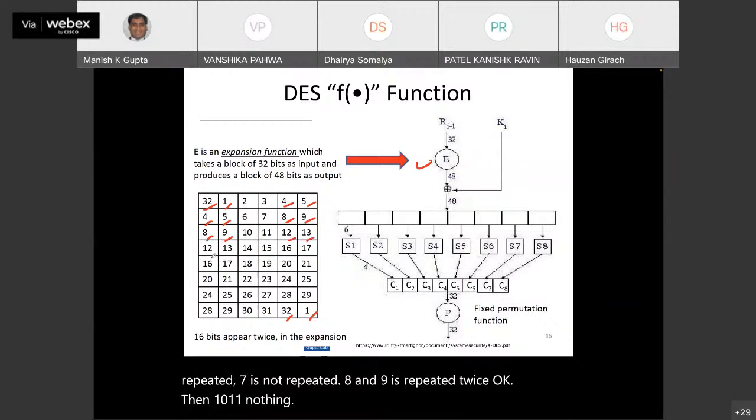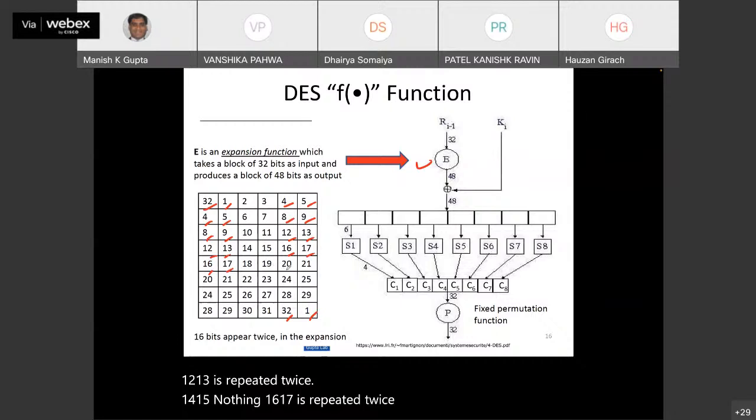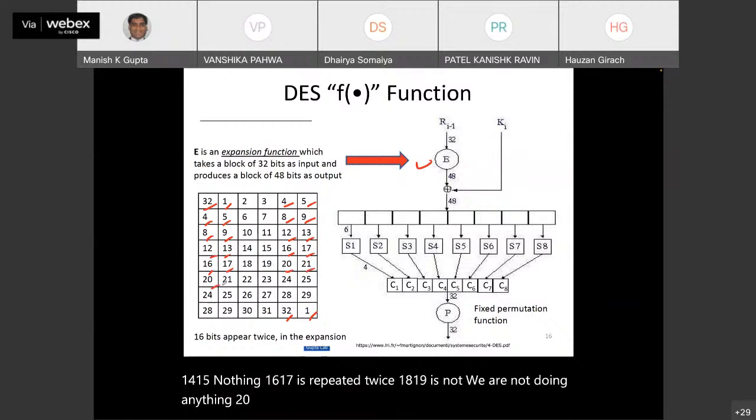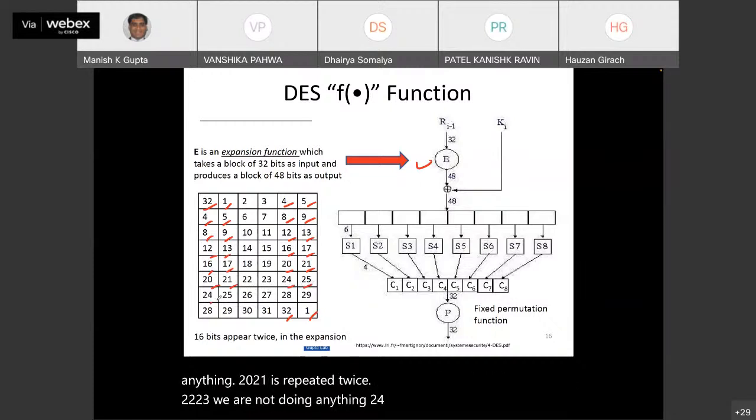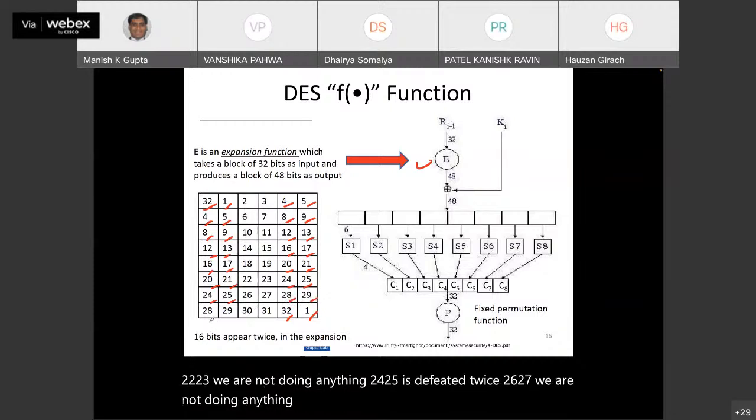12, 13 are repeated twice. 14, 15, nothing. 16, 17 are repeated twice. 18, 19, we are not doing anything. 20, 21 are repeated twice. 22, 23, we are not doing anything. 24, 25 are repeated twice. 26, 27, we are not doing anything. 28, 29 are repeated twice. Okay, so there are 16 bits which appear twice in the expansion function.